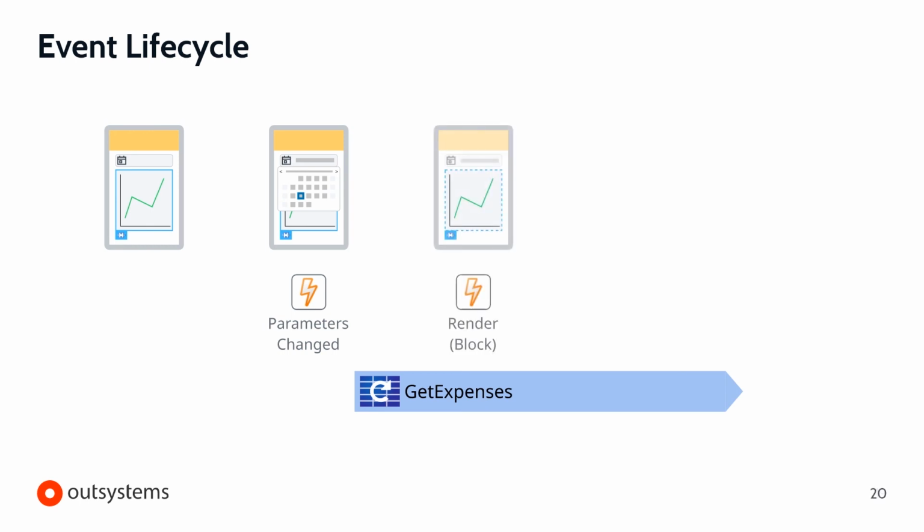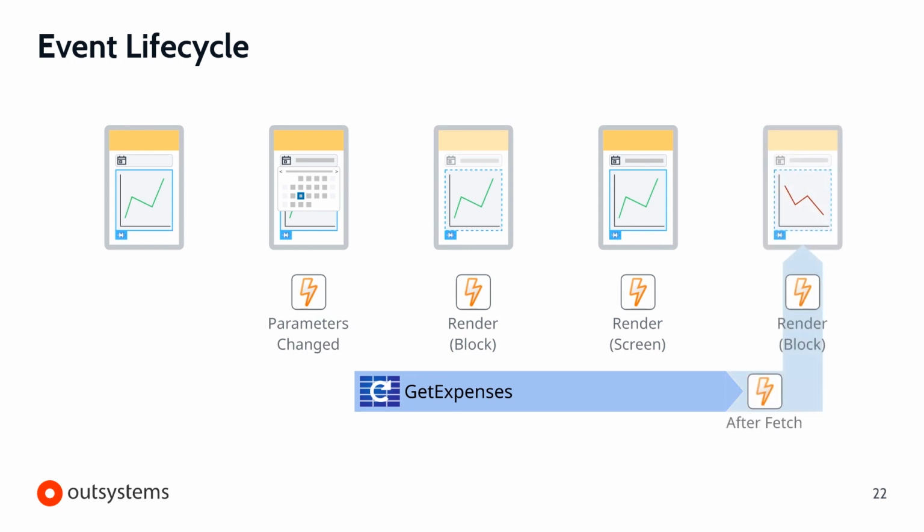executed. Before we actually have the data, the render event of the block runs, followed by the render event of the screen. As the data of the aggregate is returned, it triggers the afterFetch event of the aggregate, which in turn causes the block to render and complete the life cycle.